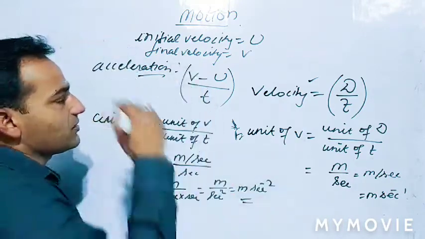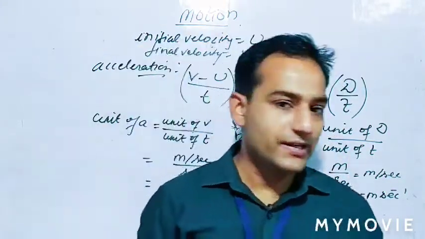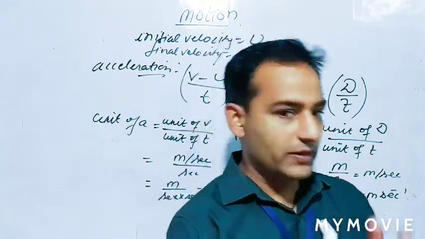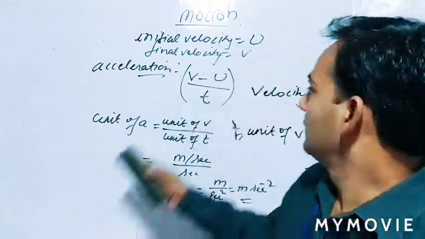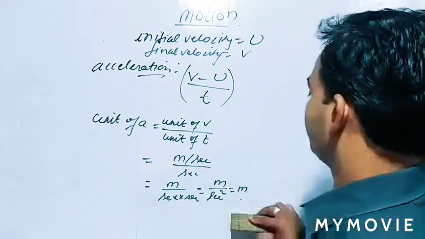Okay. This is all about acceleration. This is all about velocity, motion, distance, and displacement. Now, vector quantity and scalar quantity, don't forget. So many examples are there. Please search from the books which quantities are scalar and which quantities are vector.